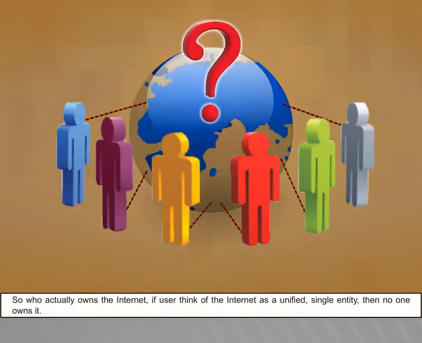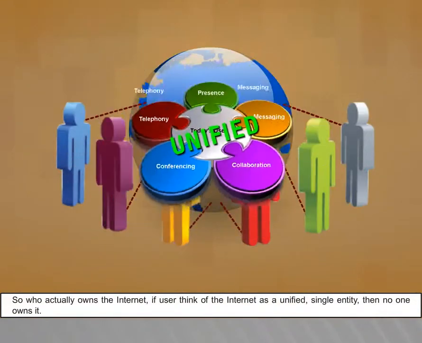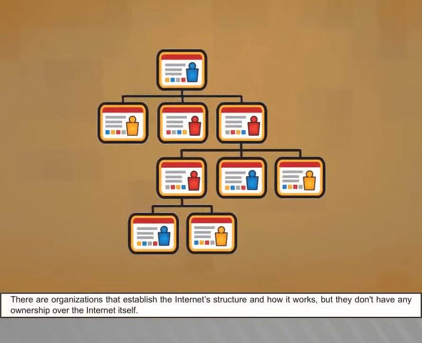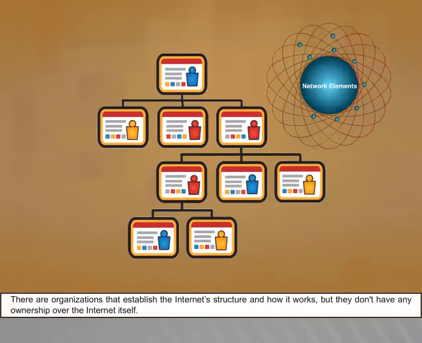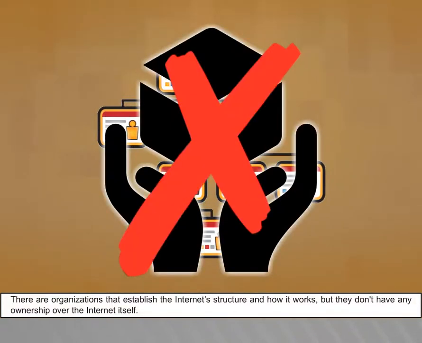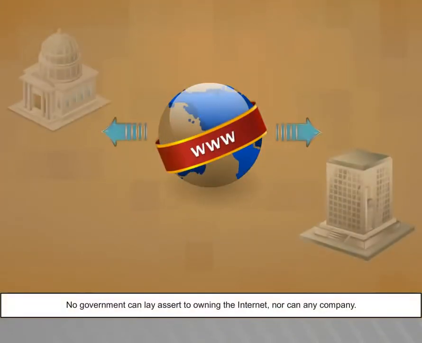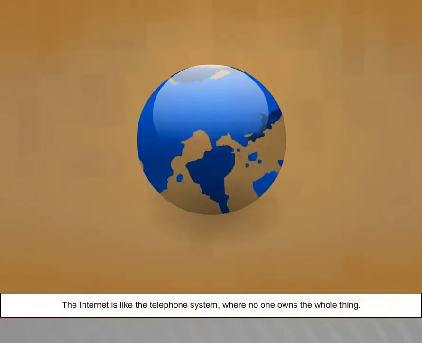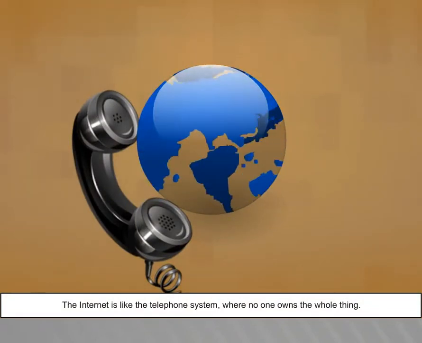So, who actually owns the Internet? If users think of the Internet as a unified, single entity, then no one owns it. There are organizations that establish the Internet structure and how it works, but they don't have any ownership over the Internet itself. No government can lay claim to owning the Internet, nor can any company. The Internet is like the telephone system, where no one owns the whole thing.